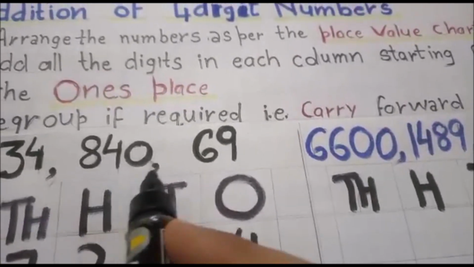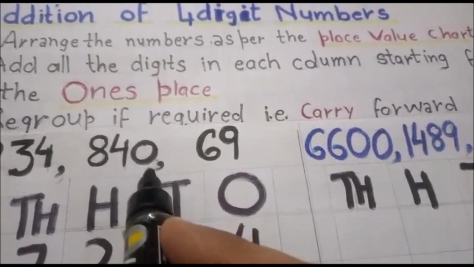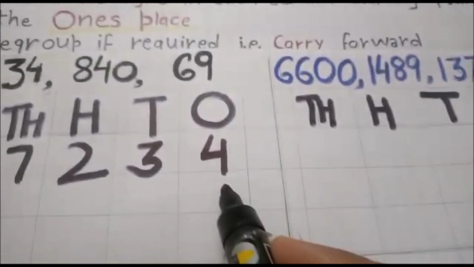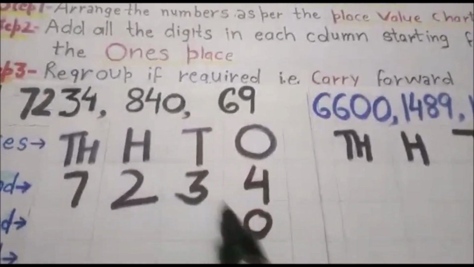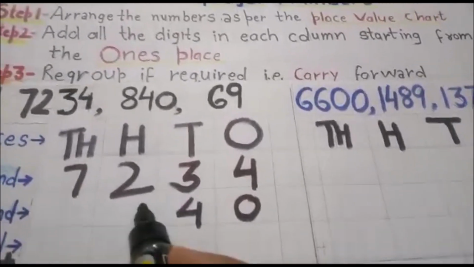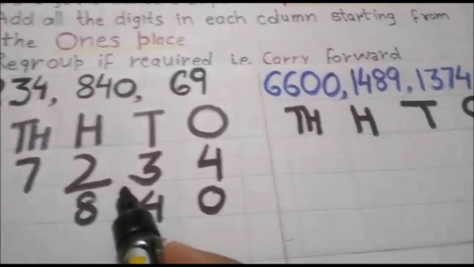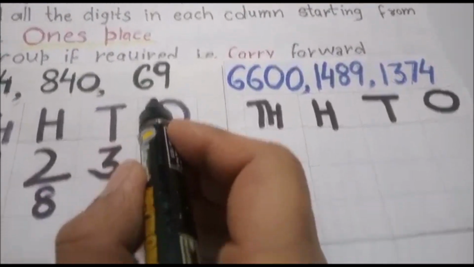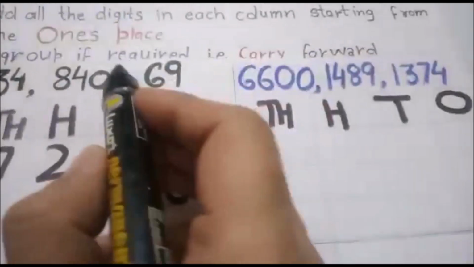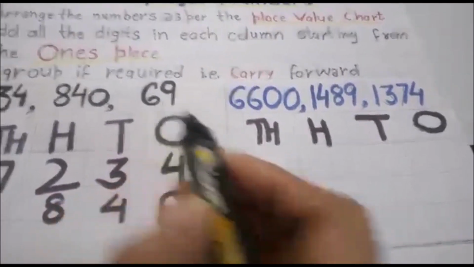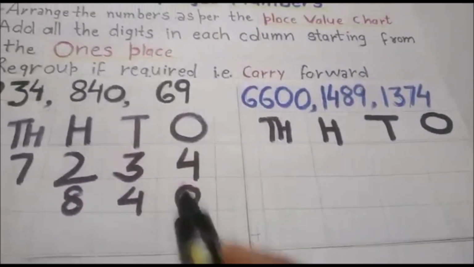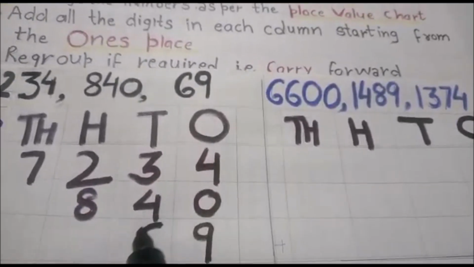Our next number is 840. So at ones place we will write 0. Tens place it is 4 and hundred place it is 8. And third number is 69. That means under ones place our number is having 9. And under tens place it is 6.